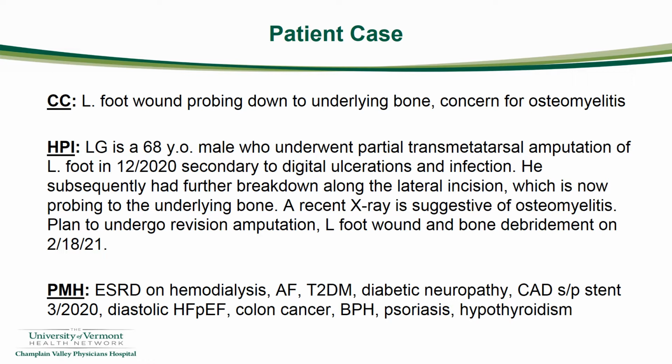February. Looking at his past medical history, he's got a history significant for end-stage renal disease. He is on hemodialysis intermittently. He has a history of atrial fibrillation, type 2 diabetes, along with diabetic neuropathy. He has coronary artery disease history with a stent placement about a year ago. He has diastolic heart failure with preserved ejection fraction, history of colon cancer, benign prostatic hyperplasia, psoriasis, as well as hypothyroidism.